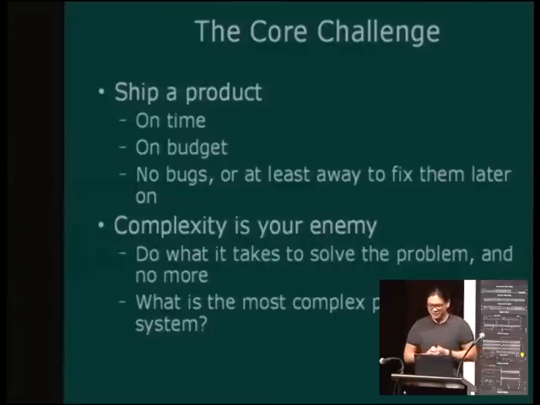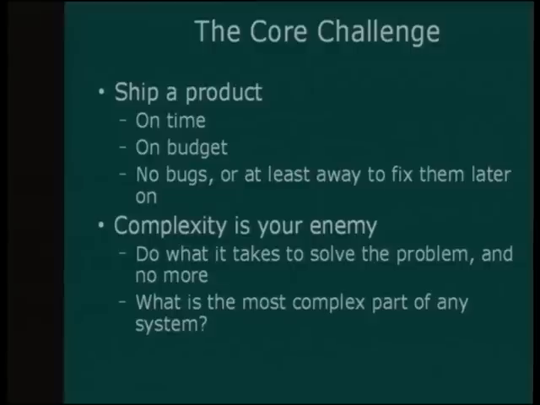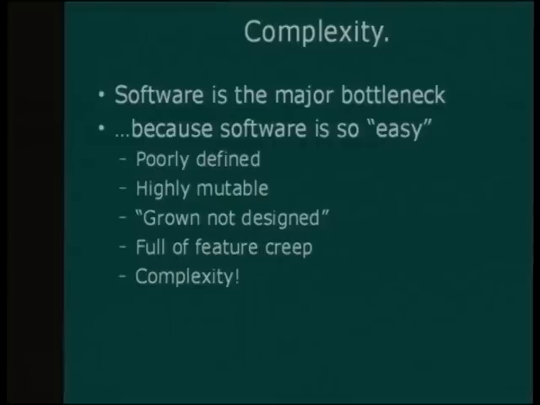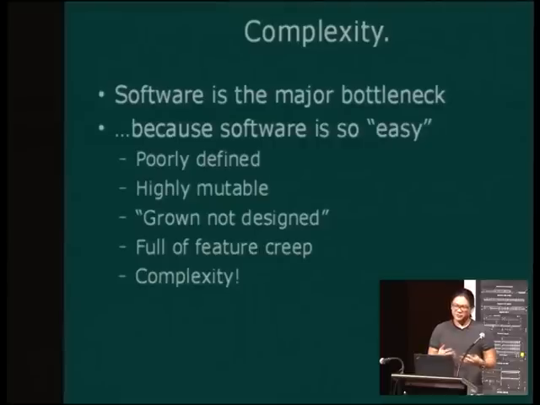So all those are the core challenges. At the end of the day, you want to ship a product, you want to ship it on time, on budget, no bugs, or at least a way to fix them later on. And what it boils down to is that complexity is really your enemy. When I look at any particular system, the most complex part is always the software, right? Like hardware we can build and I can get it right and we can get it working to a pretty high level of reliability. Software is always the long pole in the tent.